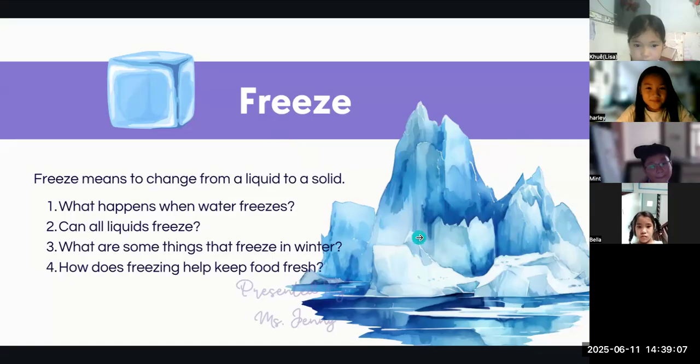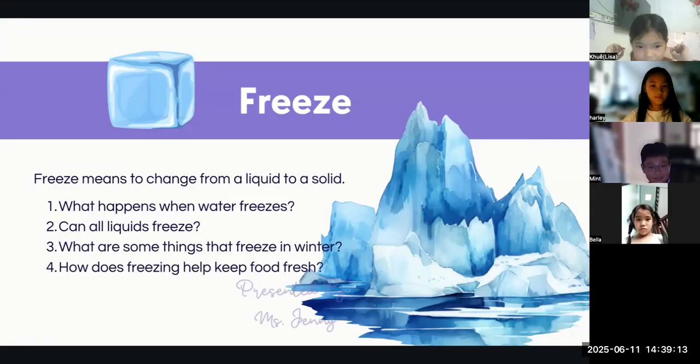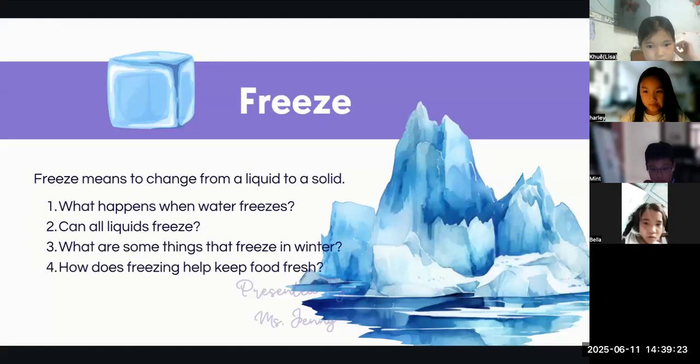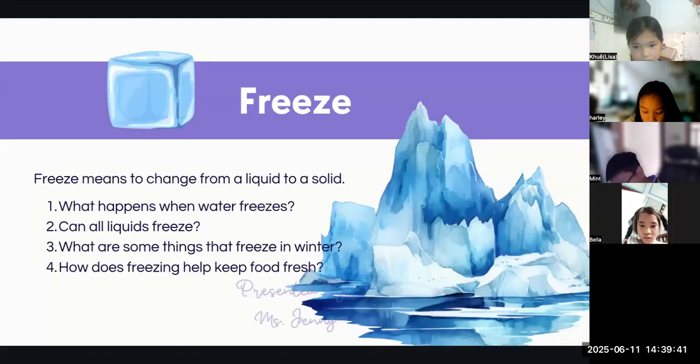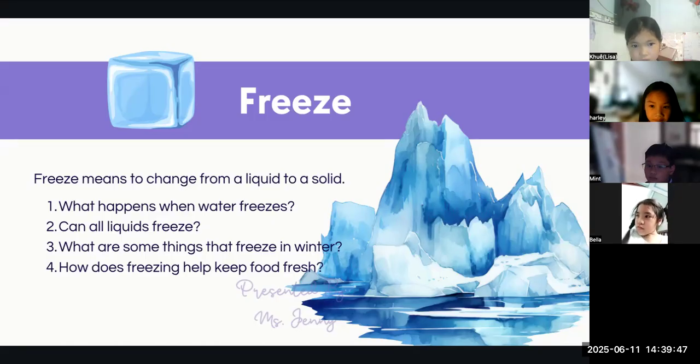Next vocabulary is freeze. Very cold. The opposite of vapor is freeze. Freeze means to change from a liquid to a solid. Here is something that freezes. At the Arctic and the Antarctica, it is very, very cold, and sometimes water freezes into an iceberg. That means a large mountain of ice, a large platform of ice that floats on the water.